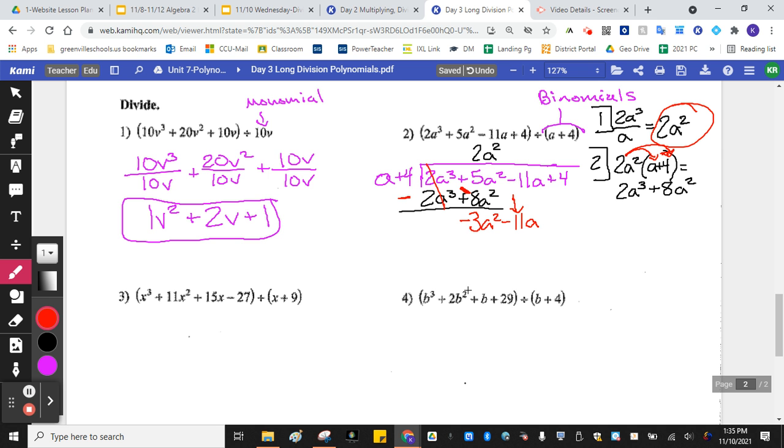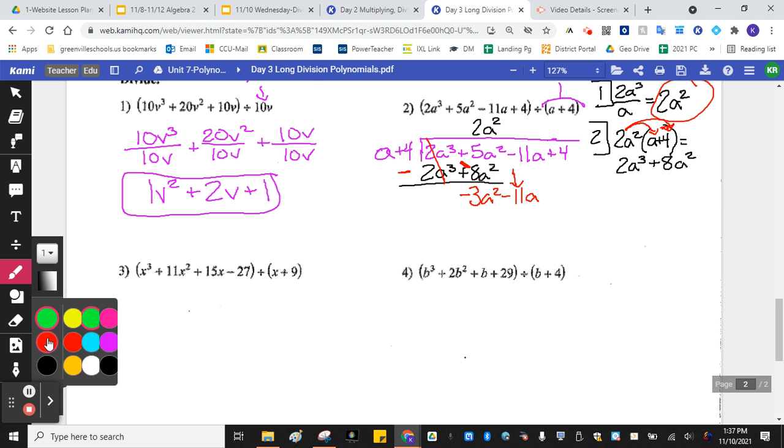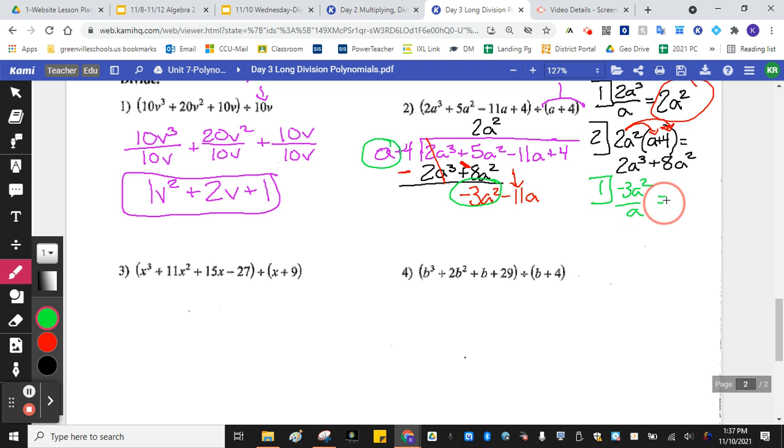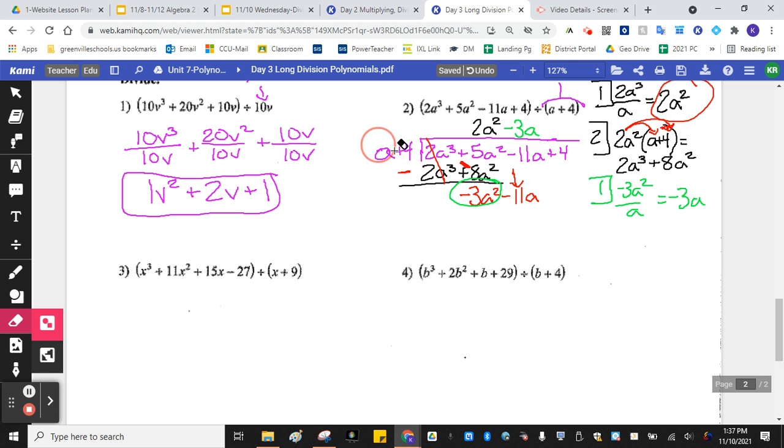All right. Those are the steps we're repeating over and over again until we finish. Now we start again. I'm taking negative 3a squared and dividing by a. Step 1 again: negative 3a. That goes on top. Then I multiply it, negative 3a.